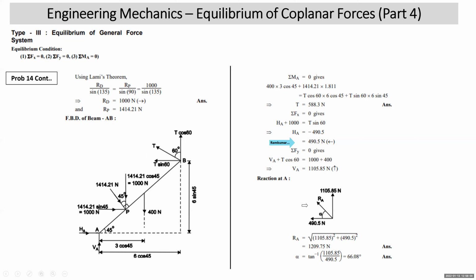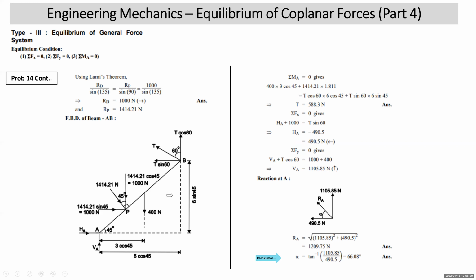Then he's asking the resultant reaction at A. So we draw a diagram. Show VA vertically up, HA to the left. Then RA is equal to the square root of HA square plus VA square. It comes out to be 1209.75. And alpha is equal to tan inverse of 1105.86 upon 490.5. That gets you the value of alpha.